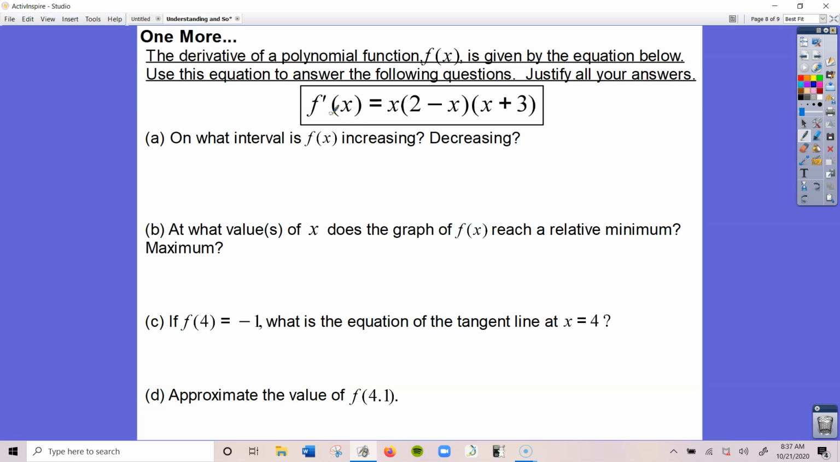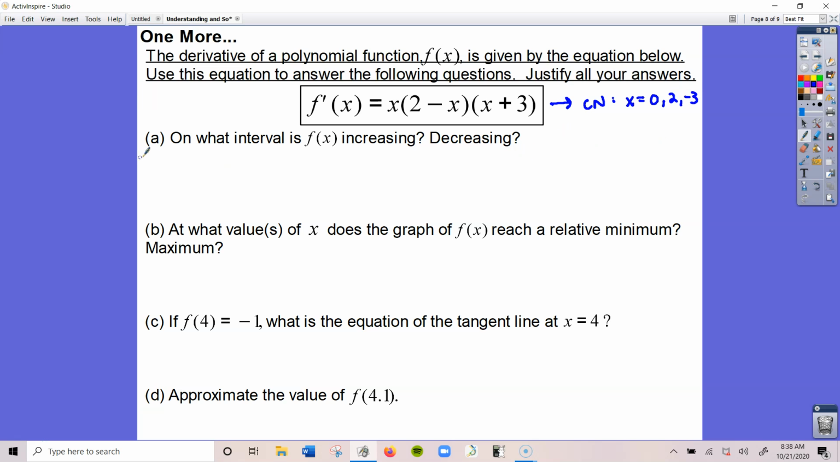Now over here we have the equation of the derivative. So we don't really have to find the derivative, it's already given to us. On what interval is f of x increasing and when is it decreasing? What I'm going to need is my critical numbers. When I look at my derivative equation, it's already been factored. So my critical numbers would be x is equal to 0, 2, and negative 3.